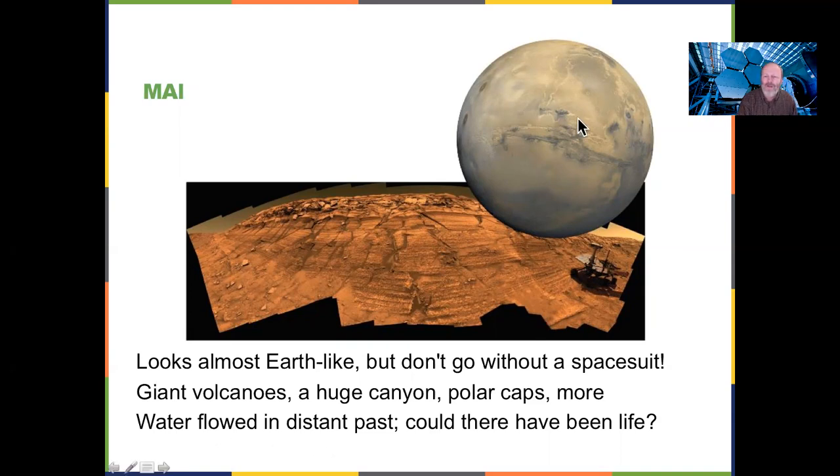We see evidences of water in the past, including giant oceans and Great Lakes and rivers. So this is one of the top places in our solar system for where life may be or may have been.